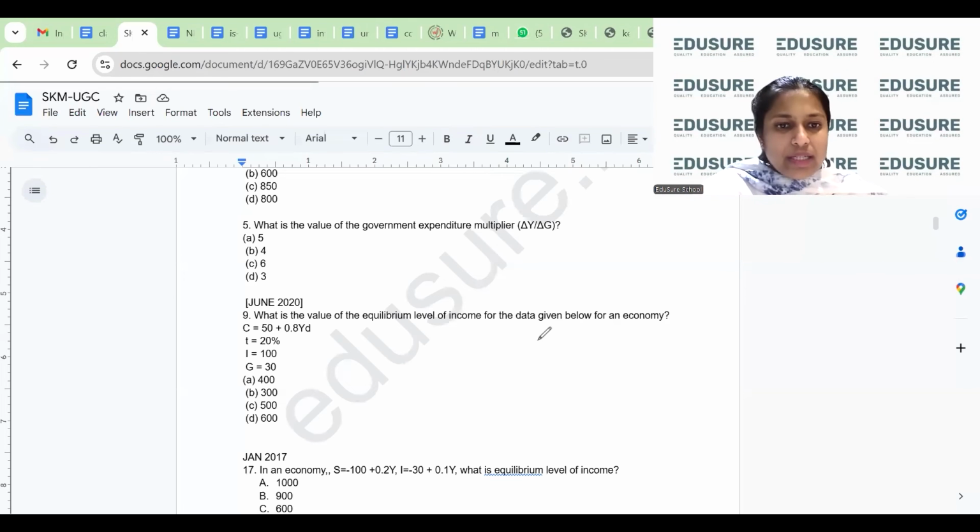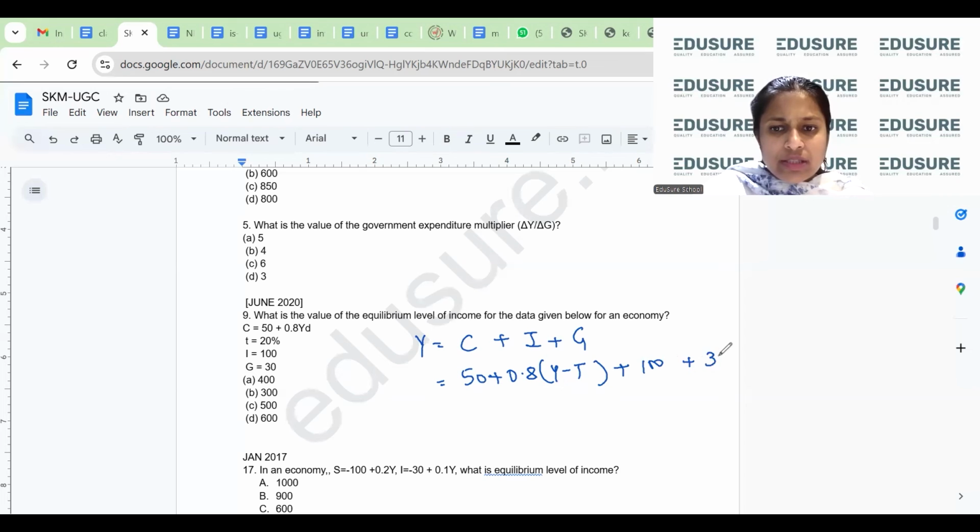All right, June 2020. What is the value of equilibrium level of income for the data given below for an economy? So data have C is 50 plus 0.8 YD, T is 20%, investment is 100 and G is 30. So we can just form the equilibrium equation, which is Y is equal to C plus I plus G. C will be 50 plus 0.8 YD, where YD is Y minus T, plus I is 100 and G is 30. So we solve this equation and we'll get the answer.